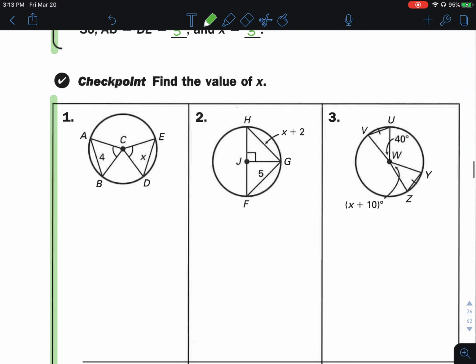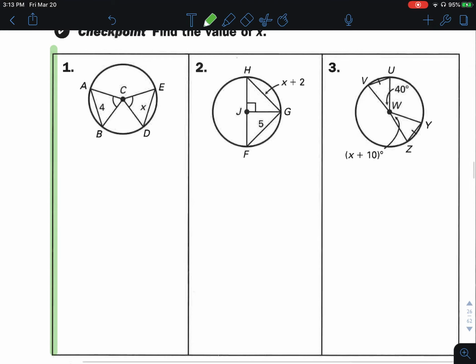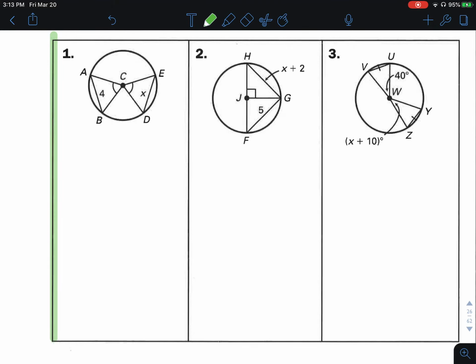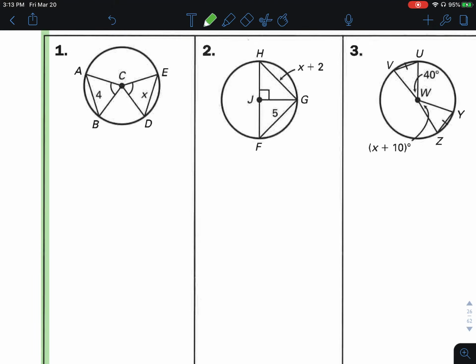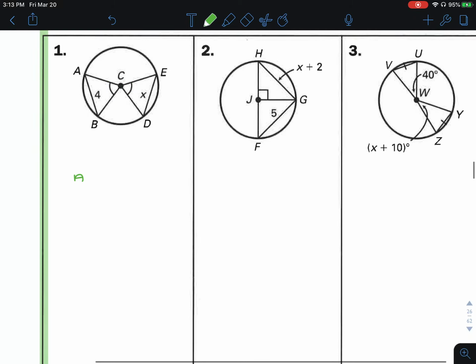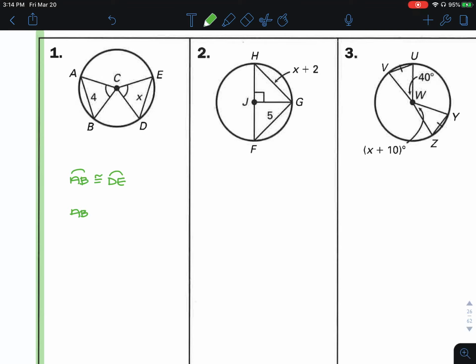Let's try some problems all together. So I want to find the value of x. Let's talk about number 1. Because I see that my central angles are congruent by those two parts I just circled, I know that my arcs are congruent. So I know that my arc AB is congruent to my arc DE. Because my arcs are congruent, the segments are congruent. So AB is congruent to DE.